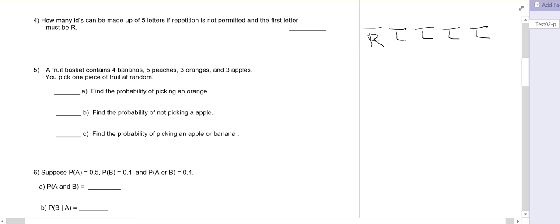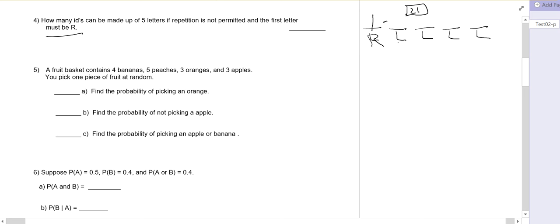So we now listed what we have to do. Where are they coming from? Well, we have 26 letters, right? But now, when I go to pick the first letter, I don't have 26 choices. I only have 1 choice because it has to be the letter R. So I only have 1 choice here.